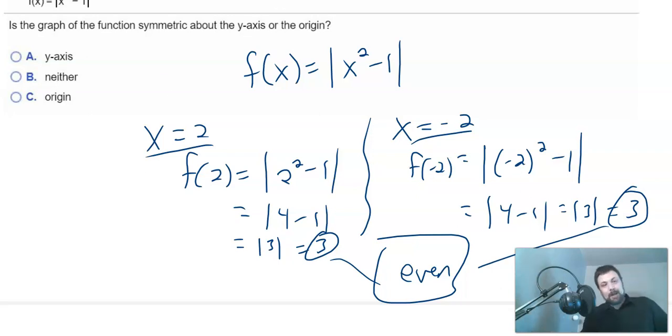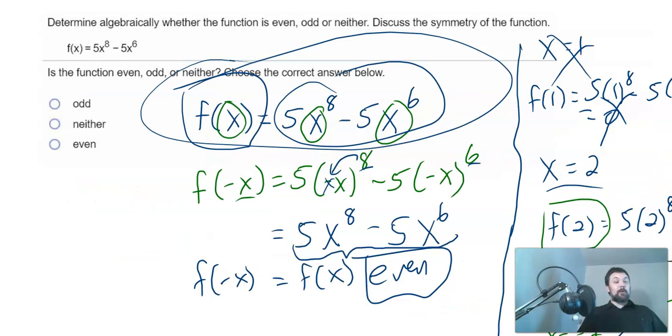Now, the thing I forgot to talk about was what that means about the graphs of these functions. So if a function is even or odd, the graph of those functions will have a special kind of symmetry. And one of those symmetries I've already talked about earlier in the video, which is symmetric to the y-axis.